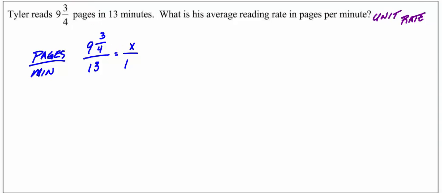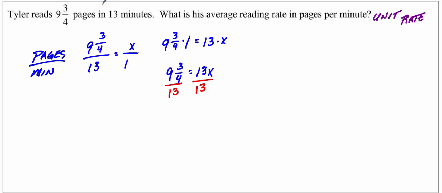So we're going to solve this just the way we solved it before. We're going to multiply the 9 3/4 times the 1. We're going to multiply the 13 times the x. This gives us 9 3/4 is equal to 13x. We're going to divide by that coefficient of 13. So we're going to divide both sides by the 13. The reason we divide by 13 is we know what 13x is equal to. We want to know what 1x equals. So 1x is equal to 9 3/4 divided by 13.